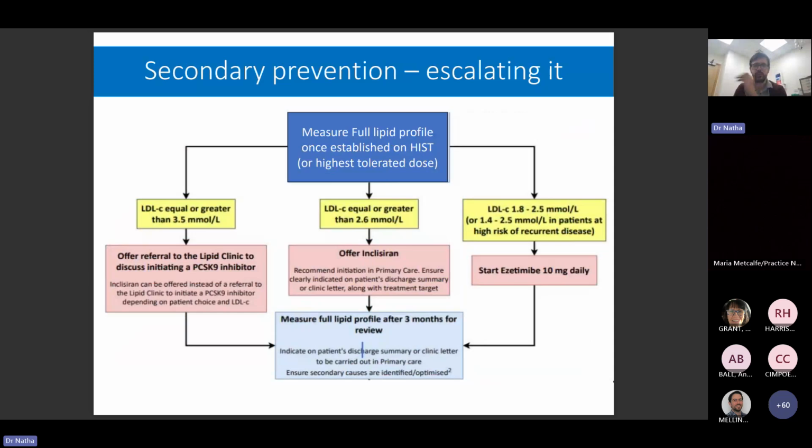The middle option, I recognize, and it would be remiss of me not to acknowledge the conversations that have been had about inclisiran over the last couple of years, because I realize that there is a breadth of opinion on the appropriateness of using inclisiran as part of this pathway.